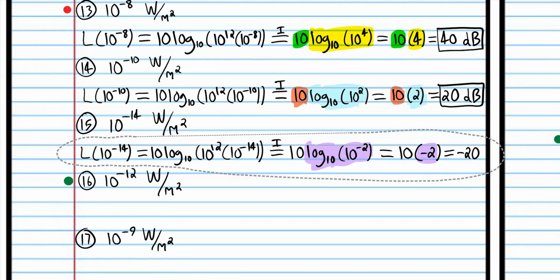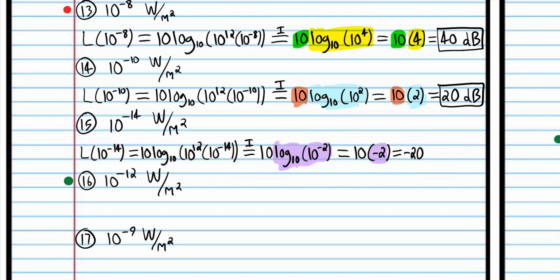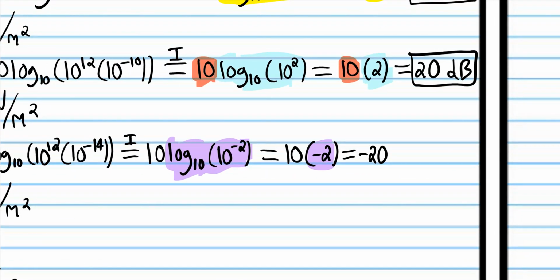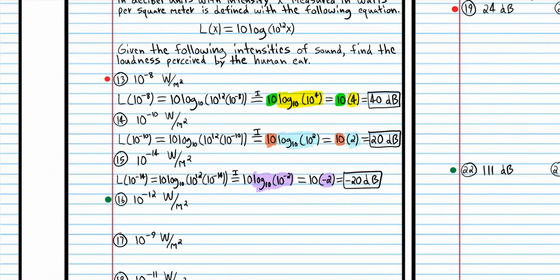So in this case, we actually had negative 20 decibels. But how can we have negative decibels? Well, you know what that means? It means that we can't hear it. There's no sound there. That's all that means. If you have negative decibels, that means it's not loud. It's not even a peep. We can't even hear it.